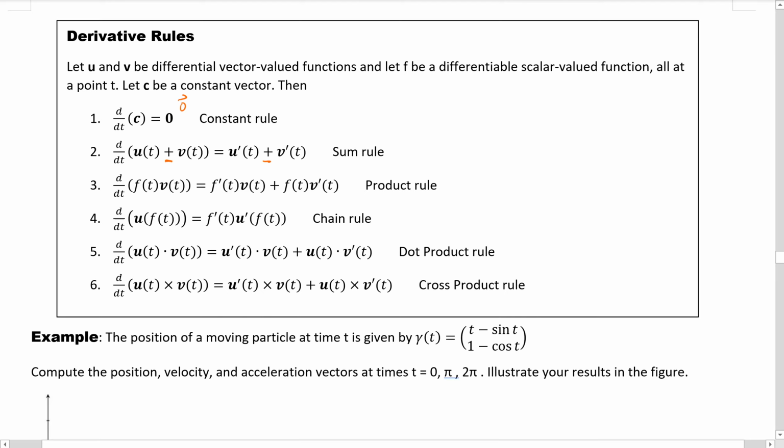Next, we have the dot product rule and the cross product rule. They work very similarly to our regular product rule: the derivative of the first times the second, plus the first times the derivative of the second. But the times sometimes could be dot if we're working with the dot product, and sometimes it could be cross if we're working with the cross product.